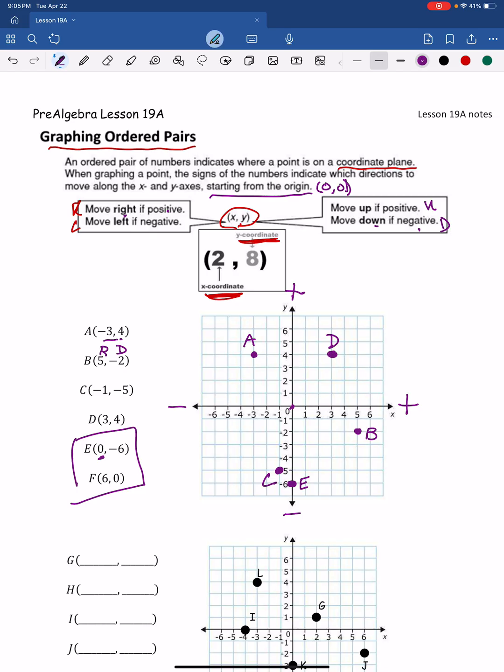The second one, F, is at 6, 0. So again, the first number tells me where I go on the x, and I have a 6 there. So I'm going to go over 6. The y is 0, so I'm not going to go up or down, so I'm going to leave my point right there on the x-axis, and that would be point F. There are lots of different ways that people can remember that, but if you just continue to follow those directions of left and right and up and down, you shouldn't have any troubles.